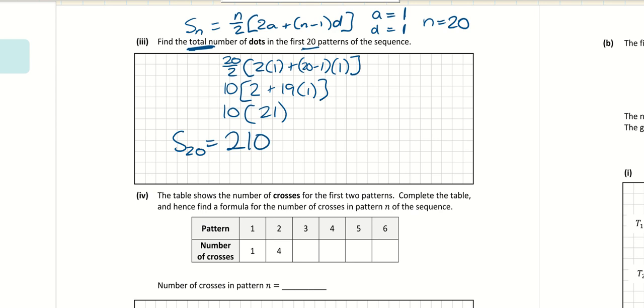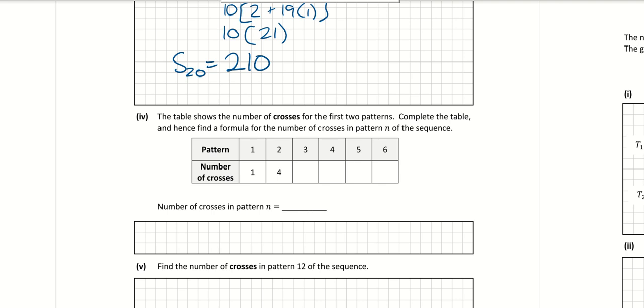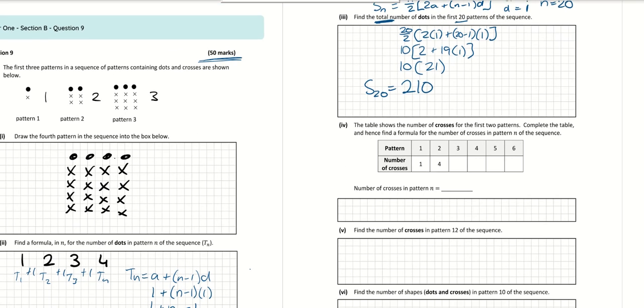All right, the table shows the number of crosses for the first two patterns. Complete the table and hence find a formula for the number of crosses in pattern n. Okay, so I will zoom out again just so you can see it. Okay, but I will zoom back in. So we start off with 1, and then this one is a 2 by 2, this one's a 3 by 3, and so on. So we've got 9, we've got 16, then 5 by 5 will be 25, 6 by 6 will be 36.